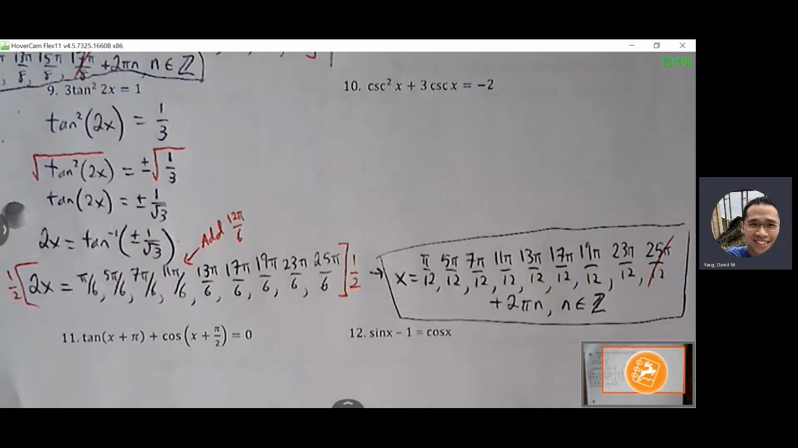Number 10 is a factoring problem. So bring everything over to one side, set equal to 0. Everything's in terms of cosecant already, so factor an easier problem, and then you can bring cosecant back in. Okay, let me know if there's any parts you want me to clarify. If something doesn't make sense, let me know.